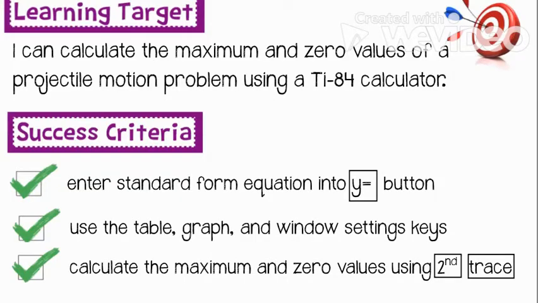The learning target is to calculate the maximum and zero values of a projectile motion problem using a TI-84 calculator. You have to be able to do these three things to be successful today. You have to be able to enter a standard form equation into the y equals button. You have to be able to use the table button, the graph button, and the window setting keys. And you have to be able to calculate the maximum and zero values using the second trace feature. All right, don't be scared. You can do this.